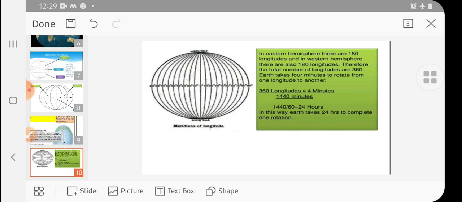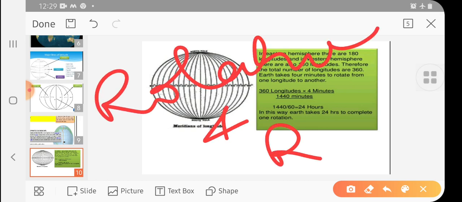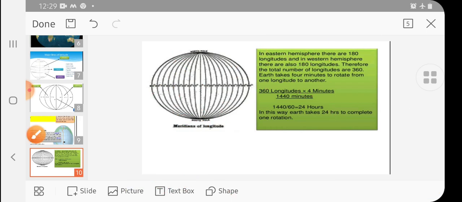Now this is a very important thing again, that we know there are two motions of the earth. They are rotation and revolution. Rotation, when it is moving on its axis, okay, when it moves on its axis that is rotation, and simultaneously when it is taking the round of the sun, it is revolution.